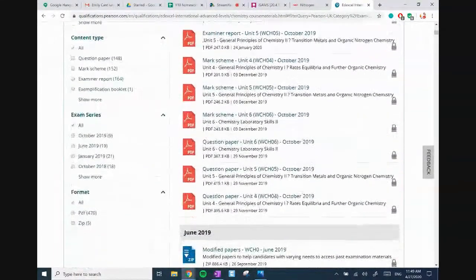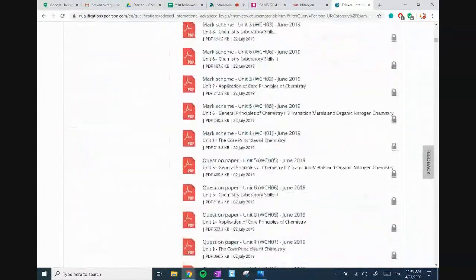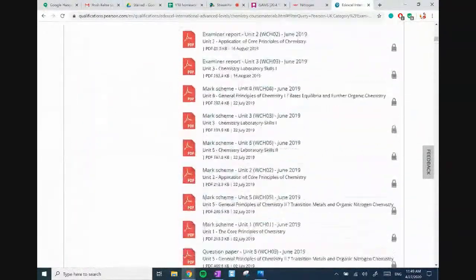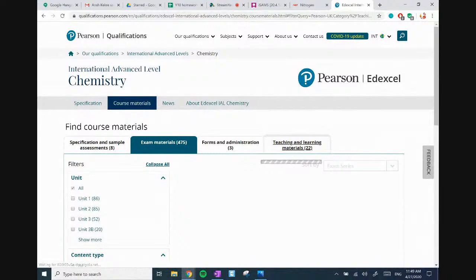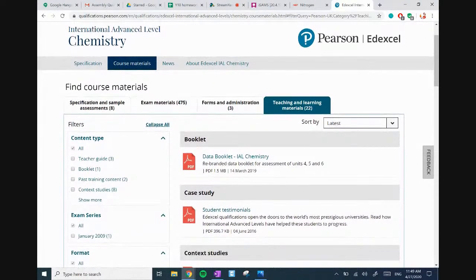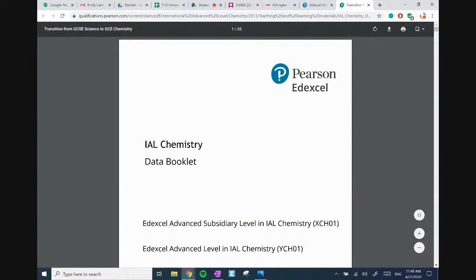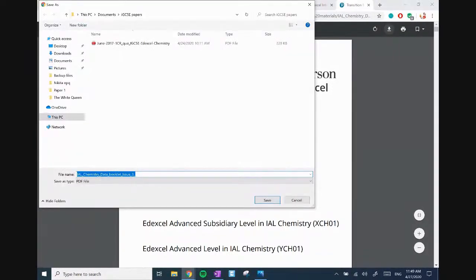Are they going to give us the data book? Modified papers. Oh dear, it's not going to give me what I want. Is it teaching and learning materials? Data booklet. Right, let's download this, shall we, folks? Download. There we go. I'm going to put that on my desktop, make it easy for me to find.